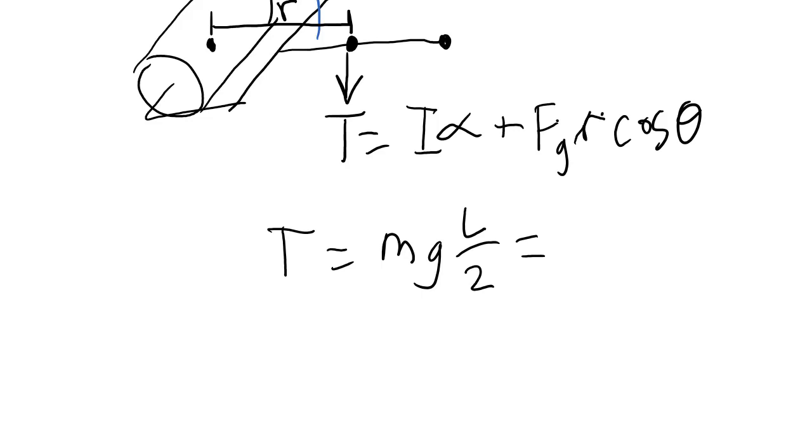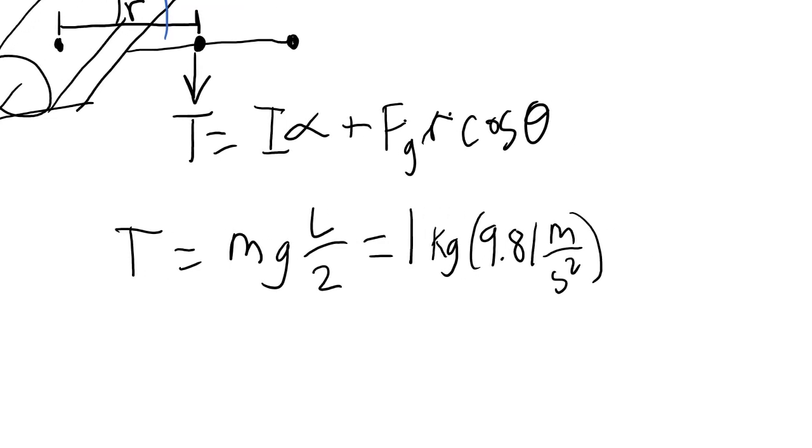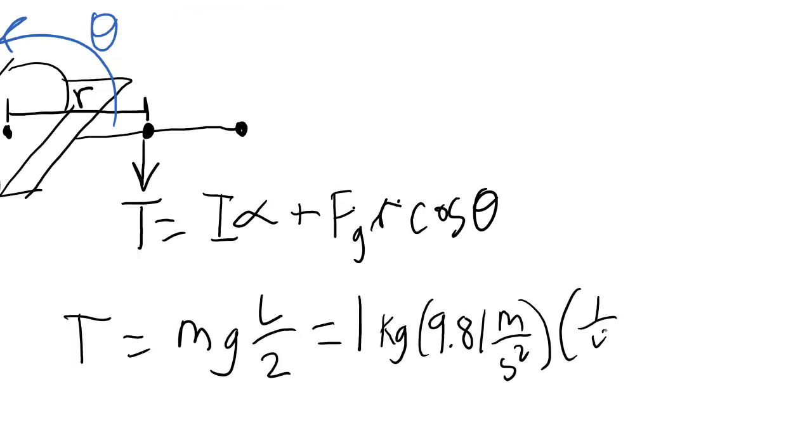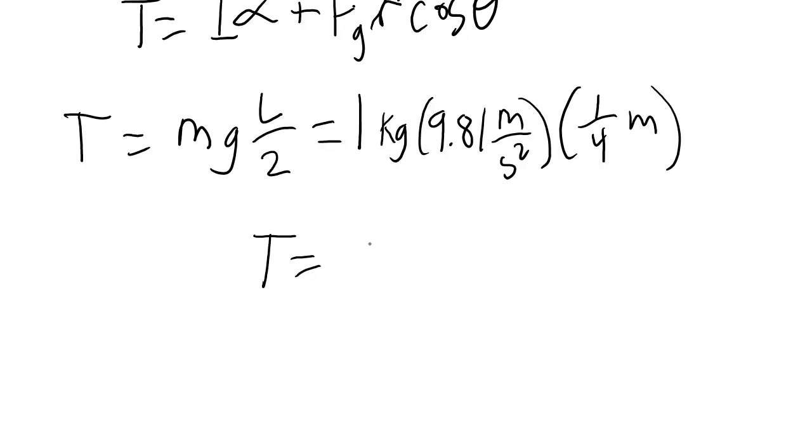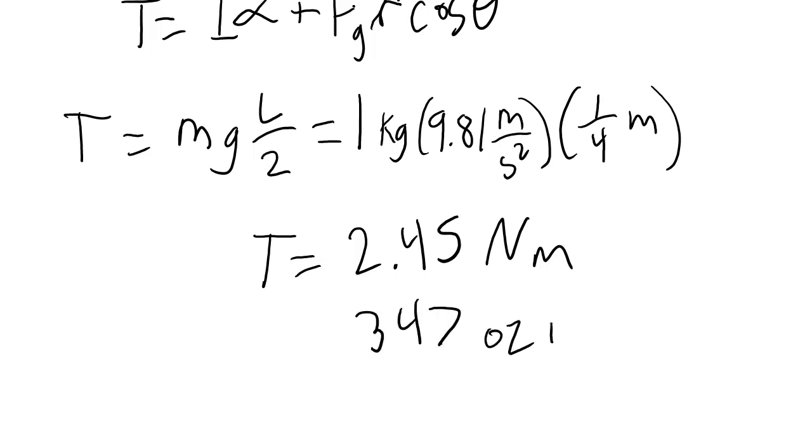In our previous calculation, we assumed that the mass of the link was 1 kilogram. The acceleration of gravity is about 9.81 meters per second squared. And we had also assumed that the length of the link was 1/2 meter. So the amount of torque required to move the link against gravity is 2.45 Newton meters, or about 347 ounce-inches.